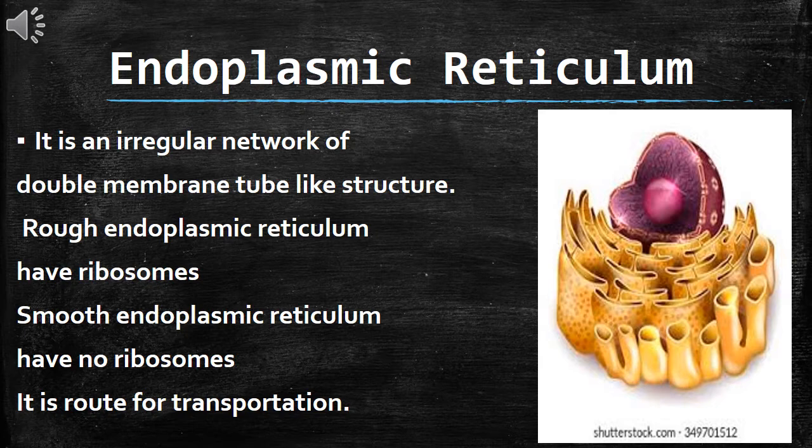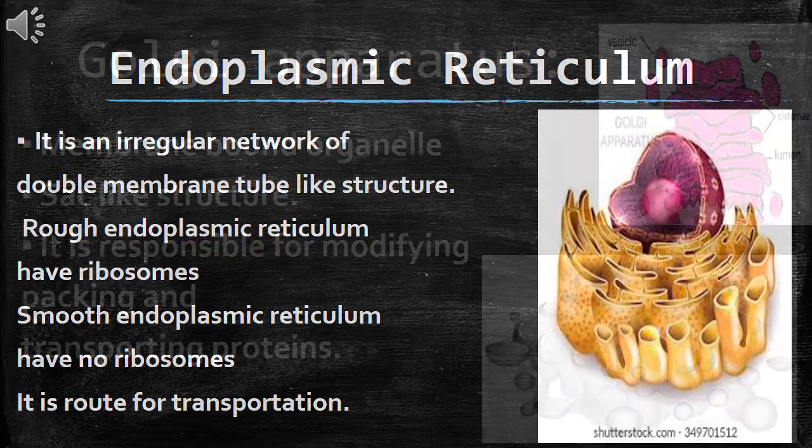There are actually two different endoplasmic reticulum in the cell, the smooth endoplasmic reticulum and the rough endoplasmic reticulum. The rough endoplasmic reticulum is the site of protein production, while the smooth endoplasmic reticulum is where lipids are made. Endoplasmic reticulum is the route for transportation of materials.